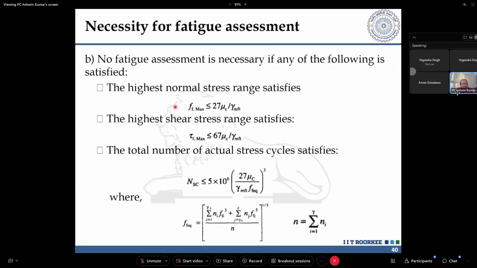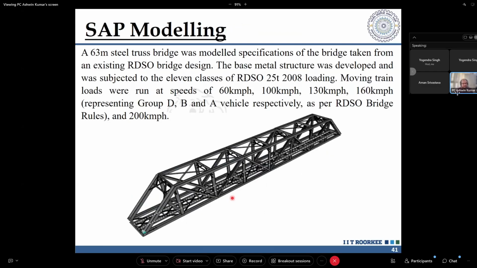If your stress range is below this particular level in the normal stress, there is no need to do any kind of fatigue assessment. If the shear stress is low, there is no need to check the fatigue strength under shear loading. And if your number of cycles is much less than this particular value, there is no need to check for fatigue here.